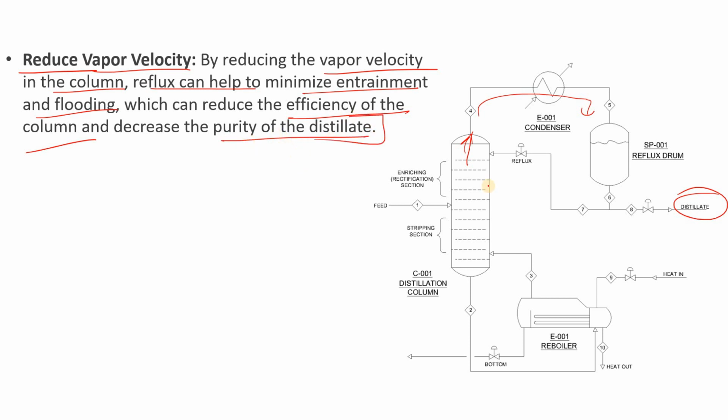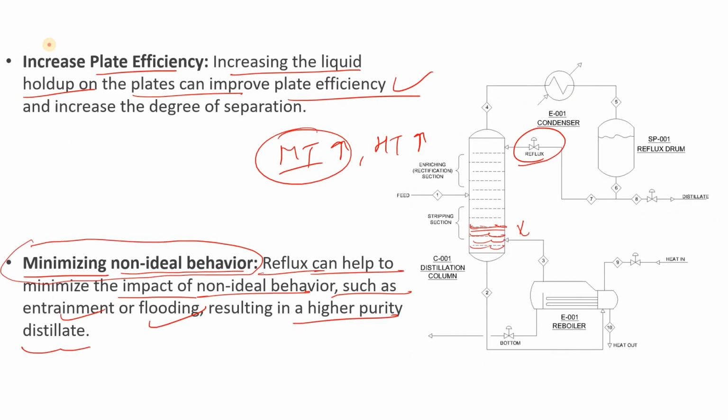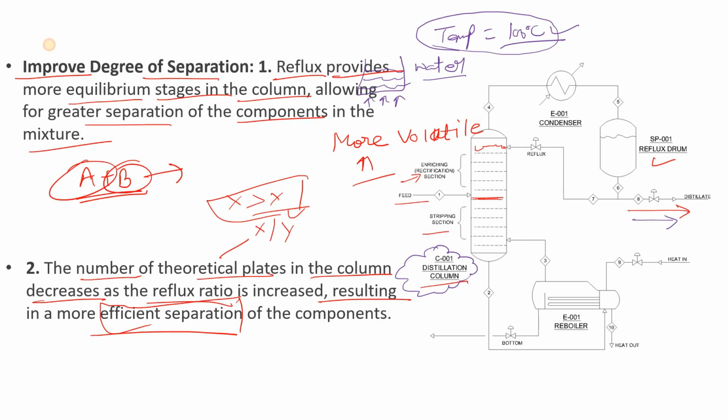Why does it do that? When you add the reflux here, the concept is the same. I have already told you the concept of the reflux, why we are adding the reflux. When you add the reflux, your liquid vapor velocity will be reduced. When it is reduced, your chance of entrainment and flooding will be reduced, right? So these are some of the reasons, or some of the advantages, why we add the reflux in the column. I hope you understood why we add the reflux in the distillation column.